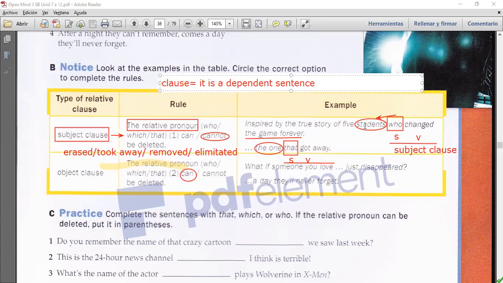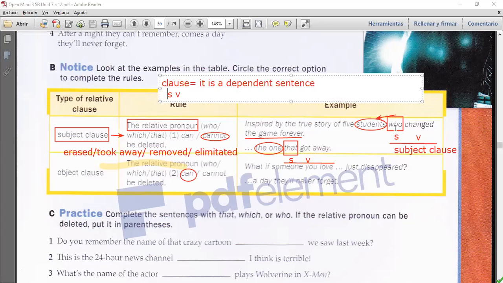We are going to use a relative clause. What kind of relative clause? Relative subject clause. And this clause is organized by a subject and a verb. A student who changed the game forever. We are using a subject and a verb. What is the subject? It is who.